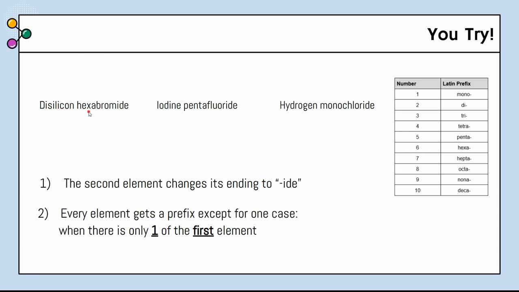For disilicon hexabromide, we have 2 silicon atoms for the disilicon and 6 bromine atoms for the hexabromide. For iodine pentafluoride, we have 1 iodine atom. Notice the mono is not used on the first atom. And we have 5 fluorine atoms. And for hydrogen monochloride, we have 1 hydrogen, no mono, and 1 chlorine. We do add a mono because it's the second element. I hope this helped you understand how to name covalent compounds.